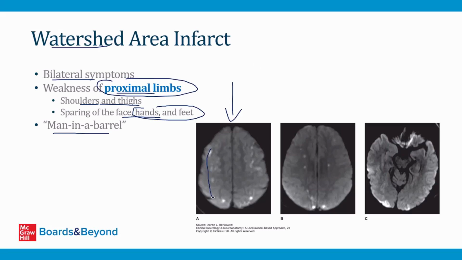These little white regions represent ischemic damage, and you can see that it doesn't involve the entire half of the brain like you saw in that MCA stroke we looked at earlier. It's these small regions that are in the border zones between the different large vessel blood supplies.